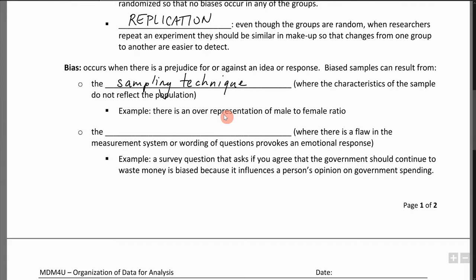Also, your data collection method. What are the tools you're using to measure your results? So, for example, a survey question that asks if you agree the government should continue to waste money is biased because it influences a person's opinion on government spending. So, a loaded question. You're saying, well, the government's already wasting money. Should we agree to that? Well, it's a loaded question. So, be careful with the bias in both your sampling technique and the way you ask your questions.